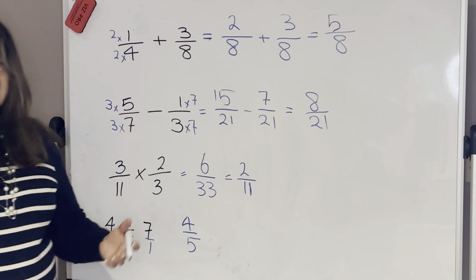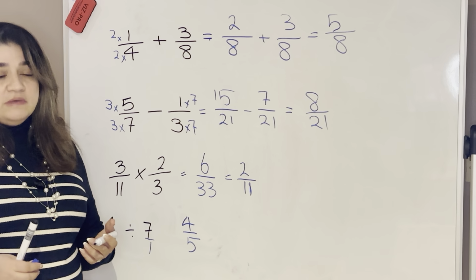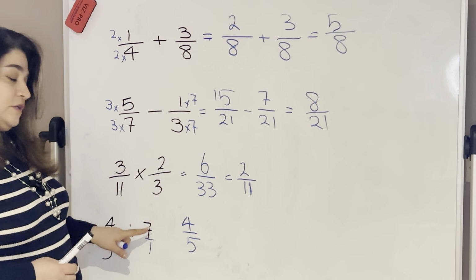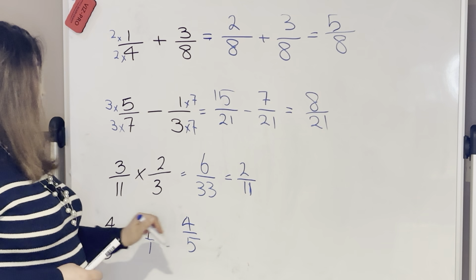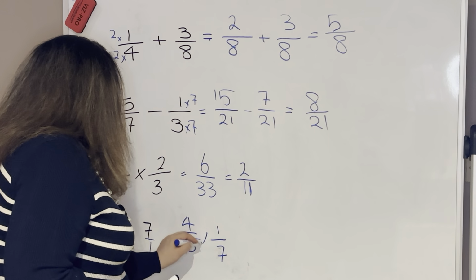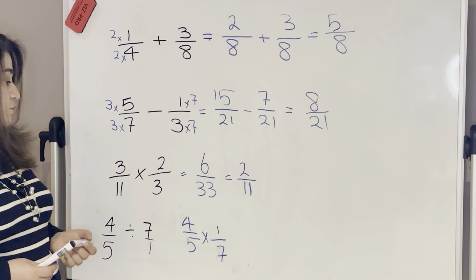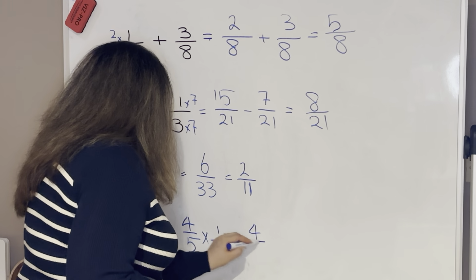Over 1 means you change an integer to a fraction. So flip the second one, which means you have to swap the numerator and denominator. So it will be changed to 1 over 7, and then times. As with times, times the top, times the bottom. So it is 4 over 35.